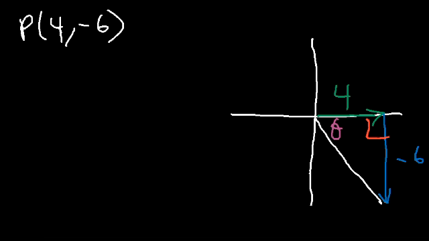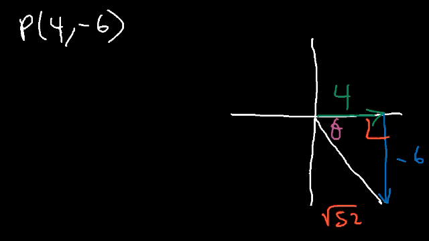So we're looking for the sum of the squares. 4 squared is 16. 6 squared is 36. 16 plus 36 is 52. So the hypotenuse is the square root of 52. I'm going to write 52 for now, but we can simplify it, which I'll discuss later.